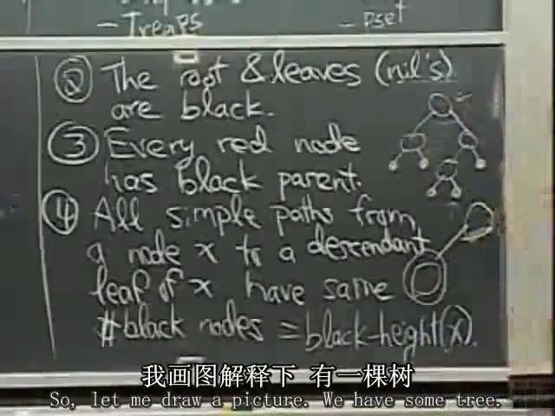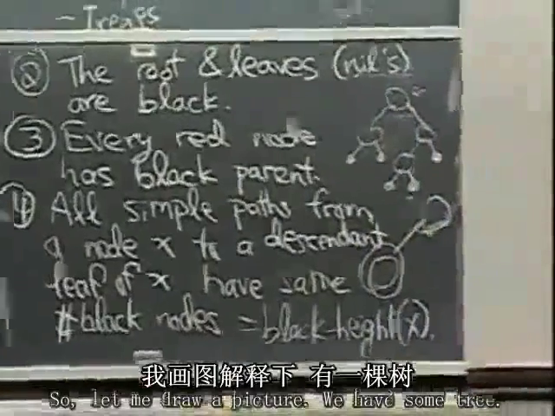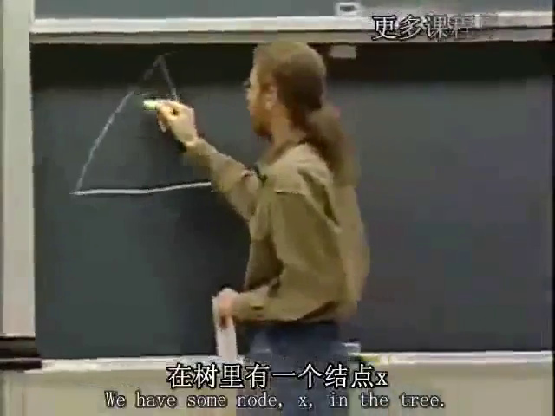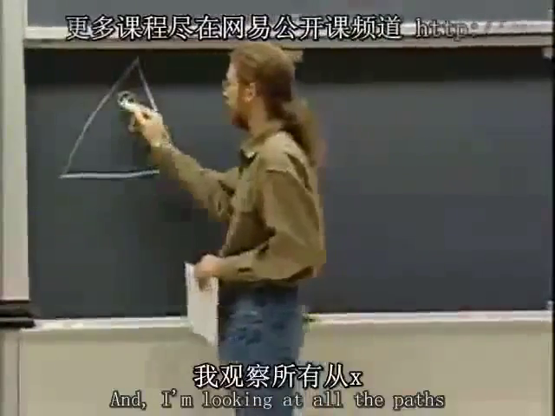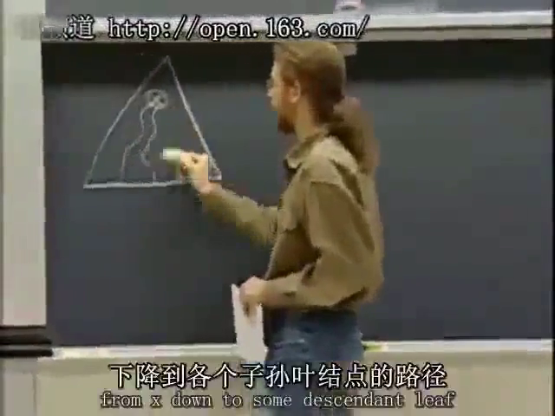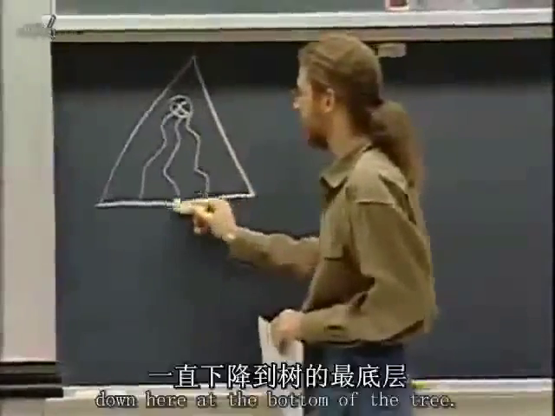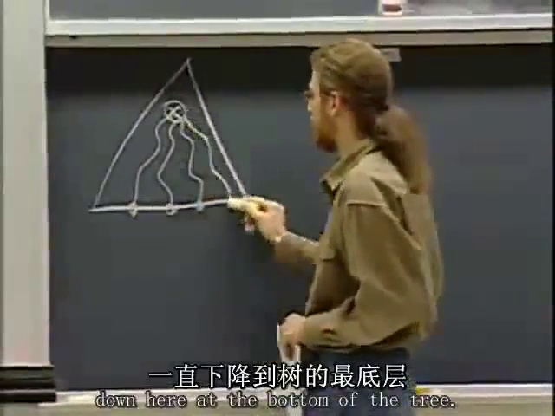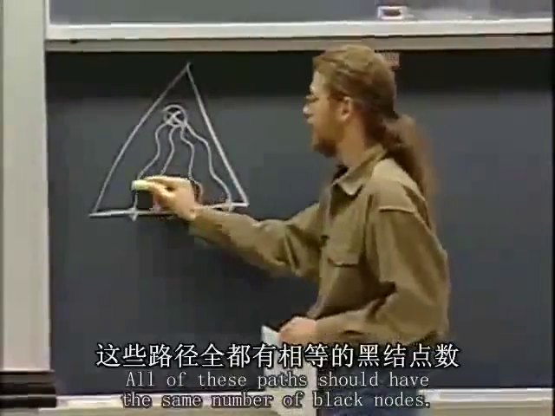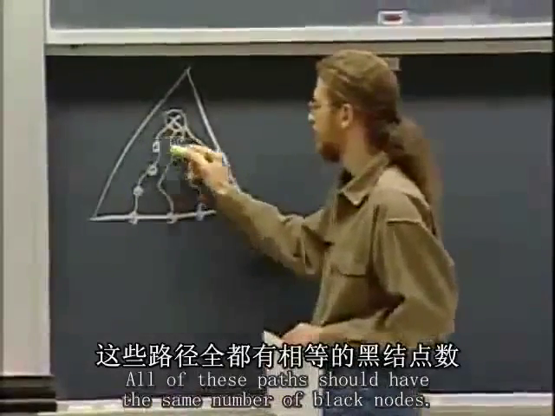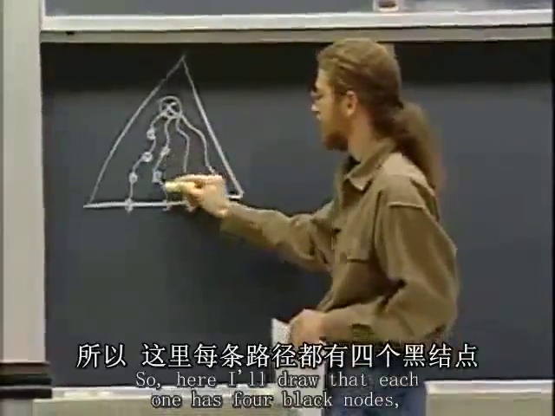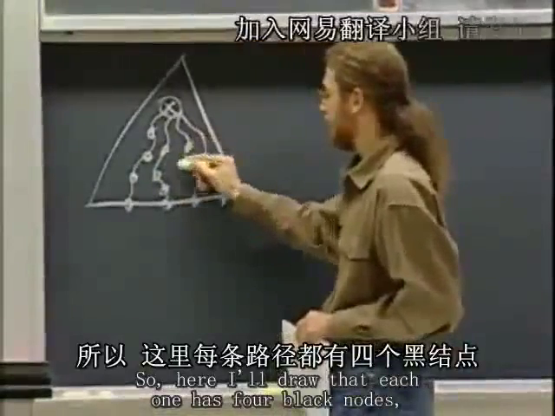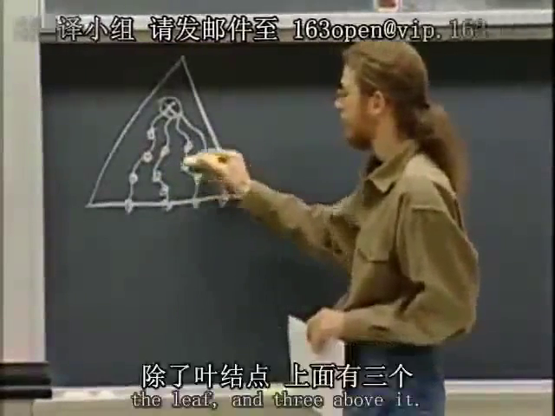So let me draw a picture. We have some tree. We have some node X in the tree. And I'm looking at all the paths from X down to some descendant leaf down here, the bottom of the tree. All of these paths should have the same number of black nodes. So here I'll draw that each one has 4 black nodes, the leaf, and 3 above it.